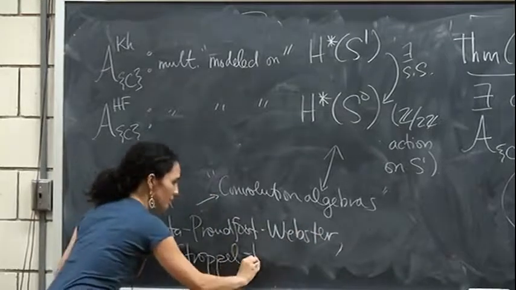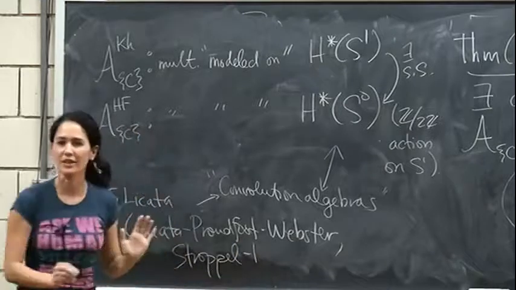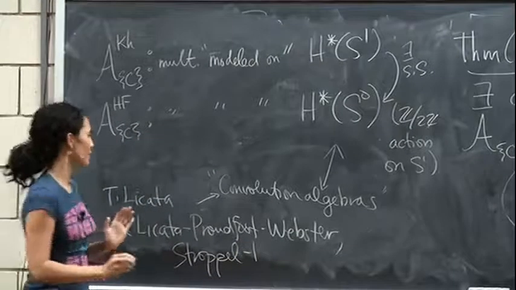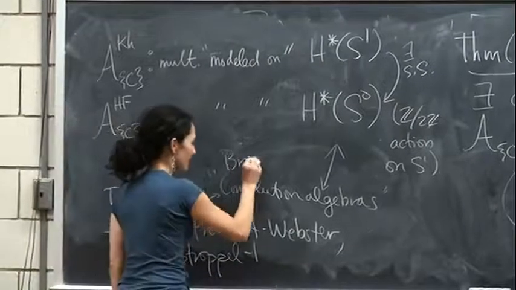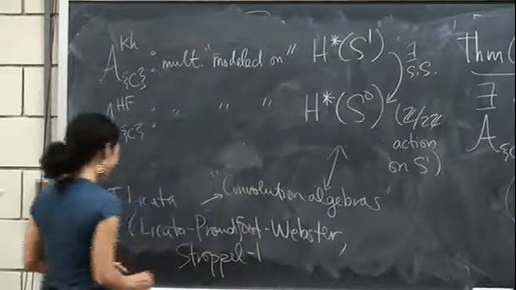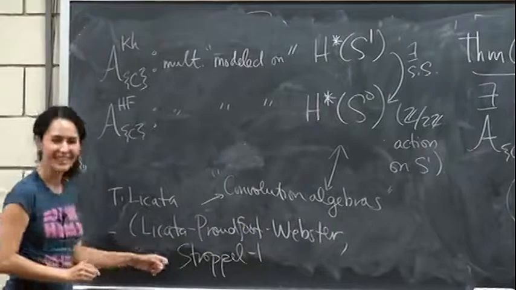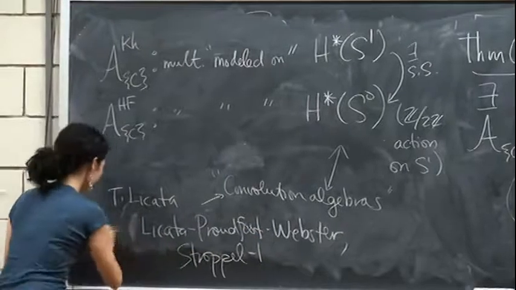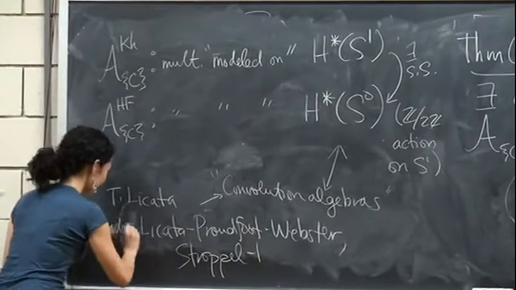There should be a Braden before Licata. Sorry, say it again? Braden, B-R-A-D-E-N. Braided convolution algebras? No, a person named Braden. Oh! Where should... Before Licata. Oh, okay. Braden. Thank you.